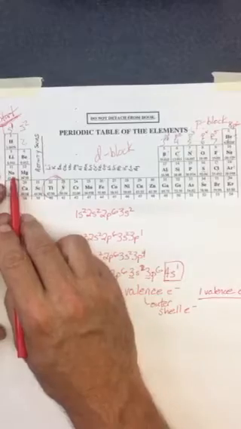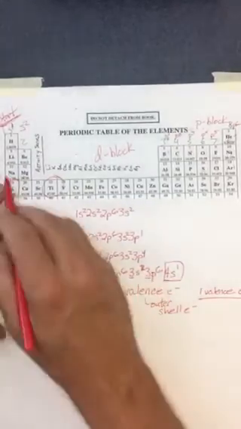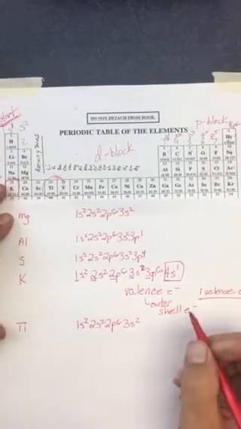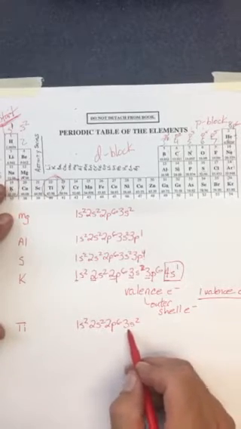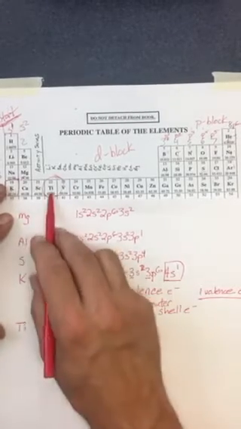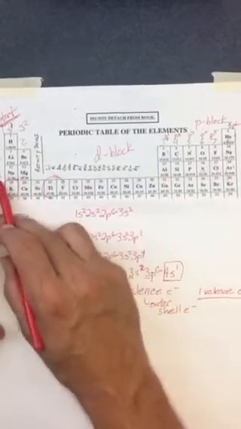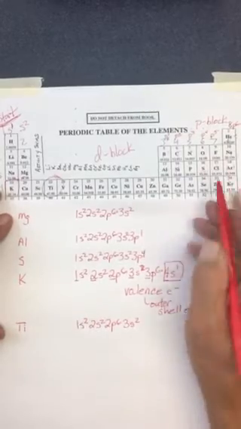Come down to a new row, new number. So this will be a 3. This will be 3s1 and 3s2. How many valence electrons do we have? The answer should be 2. But let's keep going because we've got to get to here. After 3s2, we're back in the P block. We're still in the third row. So 3p1, 3p2, 3p3, 3p4, 3p5, 3p6.